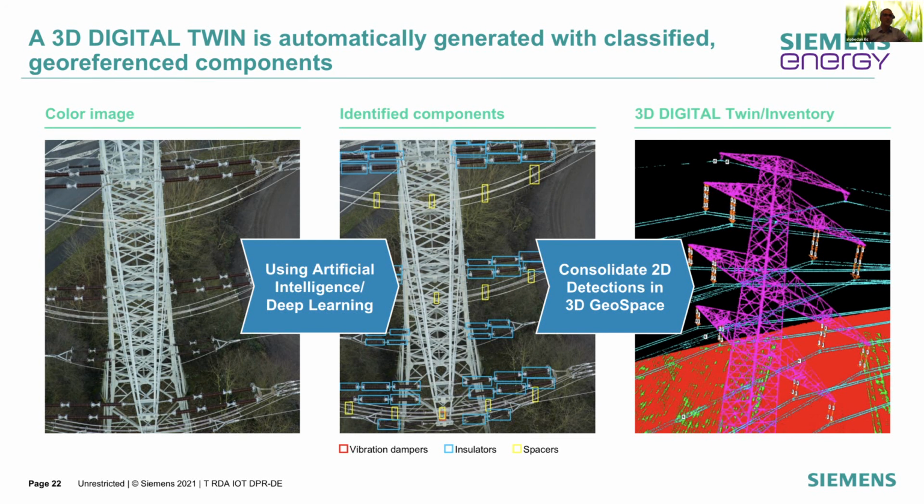So, how the data are processed. Since the data is taken from multiple sensors, we can use RGB images and put them into artificial intelligence or deep learning methods to get nice detections of these important components. And then these components get consolidated into the 3D geospace, which allows us really to know in 3D where each of these artifacts is found.